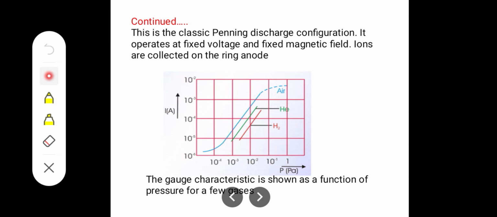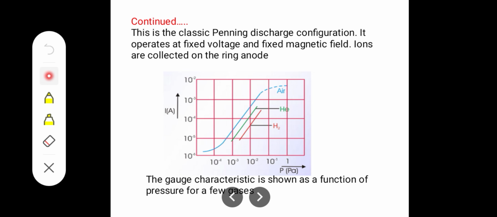This is a classic Penning discharge configuration. It operates at fixed voltage and fixed magnetic field. Ions are collected on the ring anode. As I explained before, in this graph, as pressure is increasing, current is also increasing. From this we can conclude that when current is increased, there is maximum discharge happening, as the emitted electrons ionize the maximum gas molecules, and there is a discharge of the gas in the chamber.